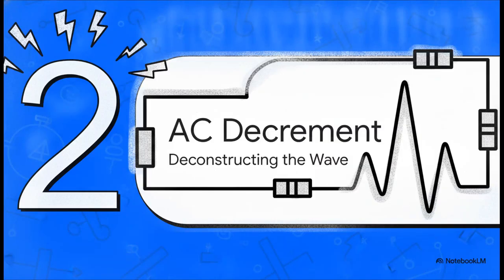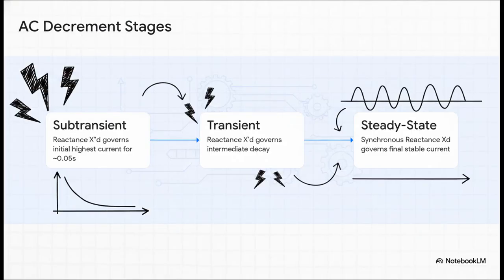Which brings us nicely to Section 2, deconstructing that AC decrement. Now, what's really fascinating is the behavior of just that symmetrical AC portion over time. The AC decrement follows a really smooth, three-stage decay based directly on the generator's reactances. We're talking incredibly high current during the subtransient period, governed by reactance X''D, for about the first 0.05 seconds. Then it drops into the transient period, governed by X'D, and eventually settles into a stable, steady state, governed by synchronous reactance XD. Honestly, if you're already familiar with generator reactances from Phase 2, there's absolutely nothing fundamentally new here. It's that exact same three-stage decay, just applied dynamically to a real-world fault.